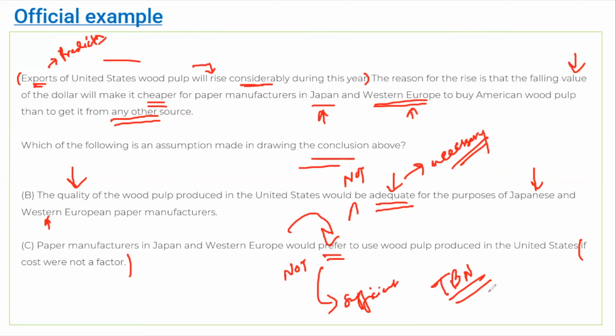Now, according to the trial by negation rule, once you negate an assumption choice, if upon negation the conclusion breaks, that means you're looking at the correct choice. That means you're looking at the mandatory condition, the necessary condition. What's the logic, guys? The logic is simple. When the necessary condition is negated, that means the necessary condition for the conclusion is not there anymore, and so the conclusion breaks. Whereas if you apply the same technique to the sufficient one, you will see that there's still some chance of the conclusion happening, and therefore this cannot be a necessary condition. This cannot be my assumption. This is a sufficient condition, and therefore B is the correct choice, guys.